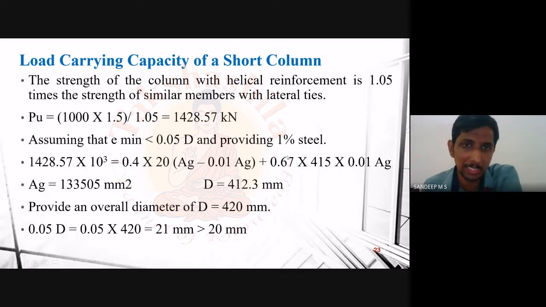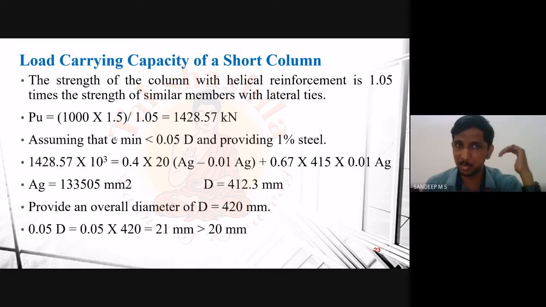So the first change is here: we are considering 1.05 times the strength of a similar member when we have these helical ties. So the service load multiplied by 1.5 will give us the design load, and that divided by 1.05 will give you the load requirement for our current column. Okay, so in this case it is coming around 1428.57 kilonewtons, that into 10 to the power 3. Again, the other things remain the same.